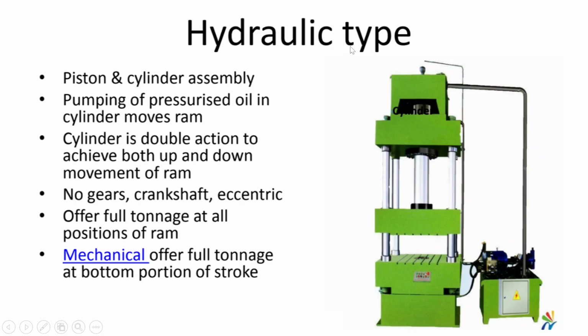Now in the case of the hydraulic type, a piston and cylinder assembly is provided, and the pumping of pressurized oil into the cylinder moves the ram. The cylinder is double acting to achieve both up and down movement of the ram, and there are no gears, crankshaft or eccentric required. It offers full tonnage at all positions of the ram, whereas the mechanical type offers full tonnage at the bottom portion of the stroke.